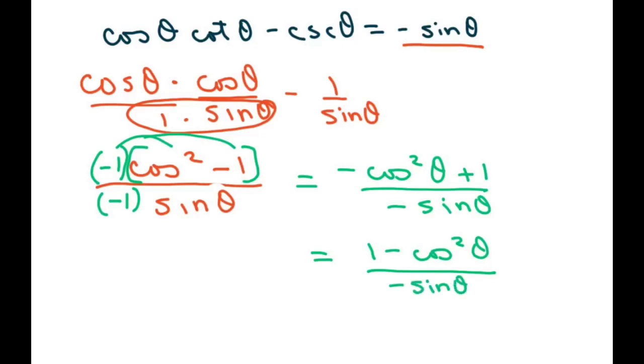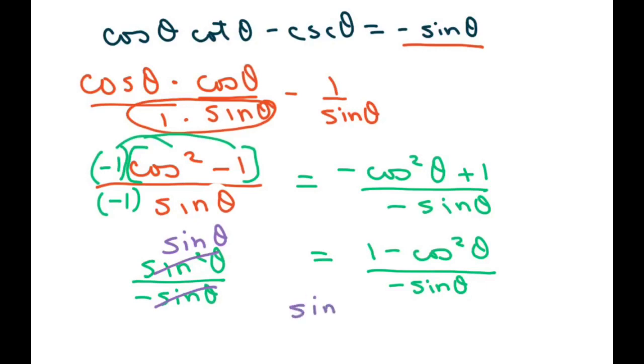Now, 1 minus cosine squared is sine squared, so we get sine squared over negative sine. Sine goes into sine squared once, so that's going to be just sine. And therefore, we have sine of theta divided by negative 1, which is just negative sine of theta.